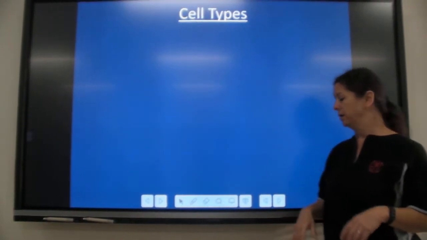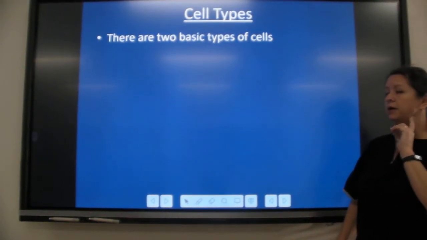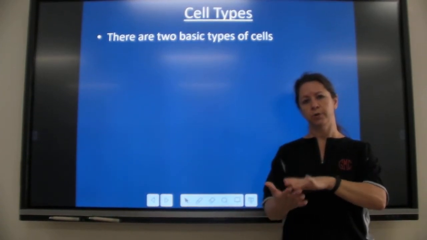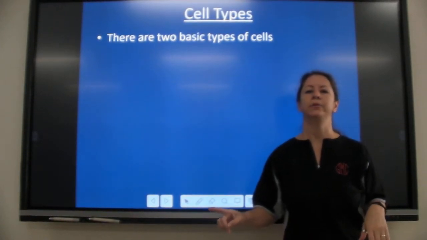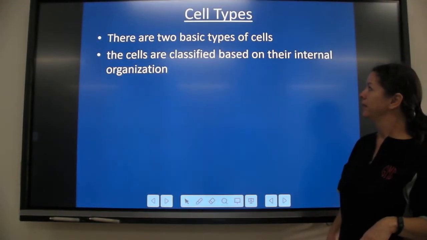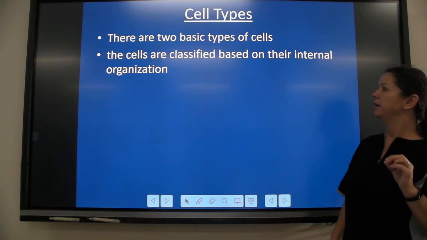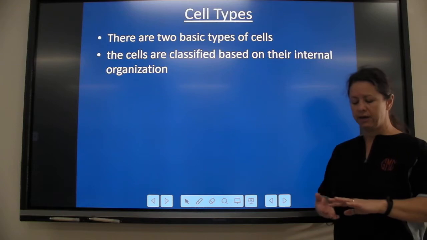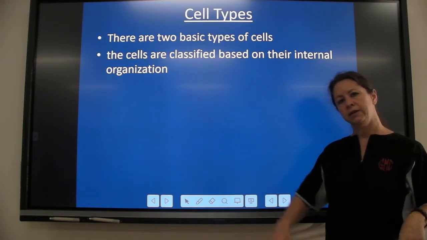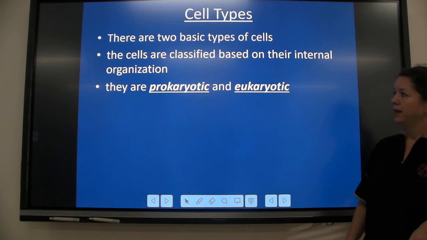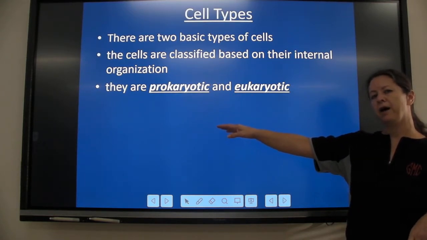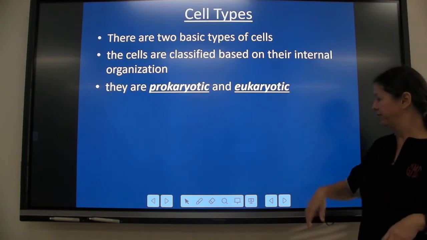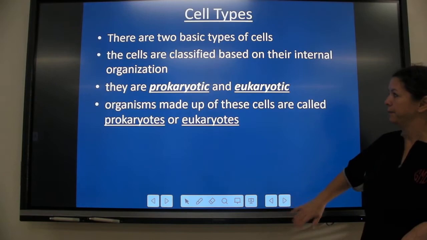All right, so today, just a little introduction into cell types, because there are two basic types of cells. So those plants, animals, protists, and fungi are one type, and then we have a different type. They're based on their internal organization. All those organelles that we've talked about keep plants, animals, fungi, and protists in one group. All right? Those two groups are prokaryotic and eukaryotic. So two basic cell types. Okay? You're about to learn which is what.